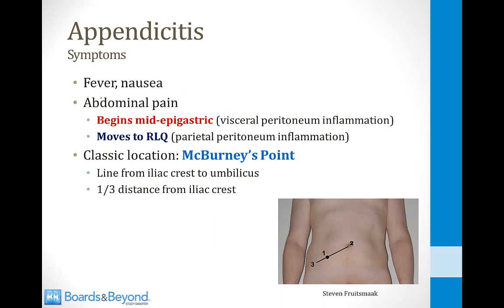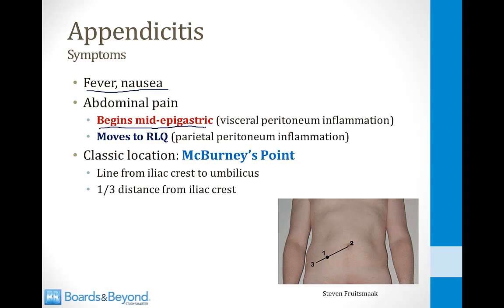Patients with appendicitis can develop nonspecific symptoms like fever and nausea. However, they go on to develop a very characteristic abdominal pain that has several classic features that you need to know as a medical student. So the abdominal pain in appendicitis develops in the mid-epigastric region, usually around the umbilicus.